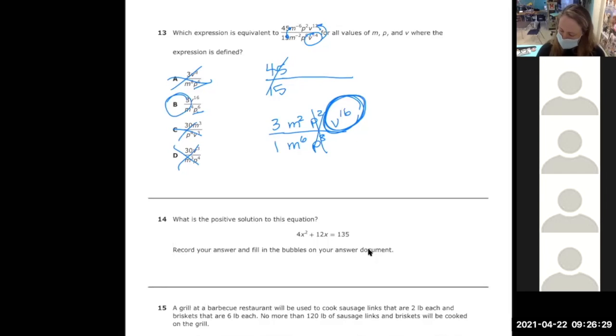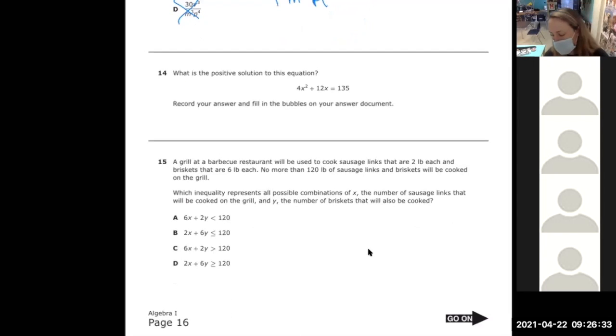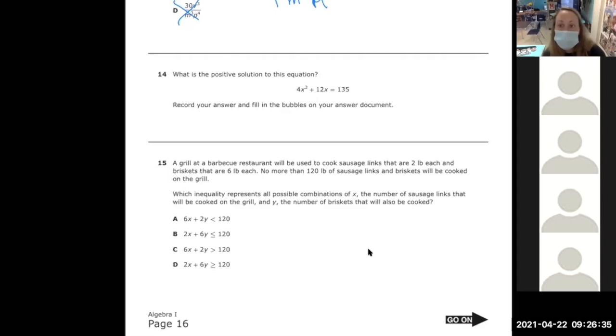Okay, let's look at number 14. What is a positive solution to this equation? So we are solving quadratics. That's what our last test was over. You guys did really well on it, so that makes me think that you know how to do it. So you've got 2 minutes to try it, starting now.